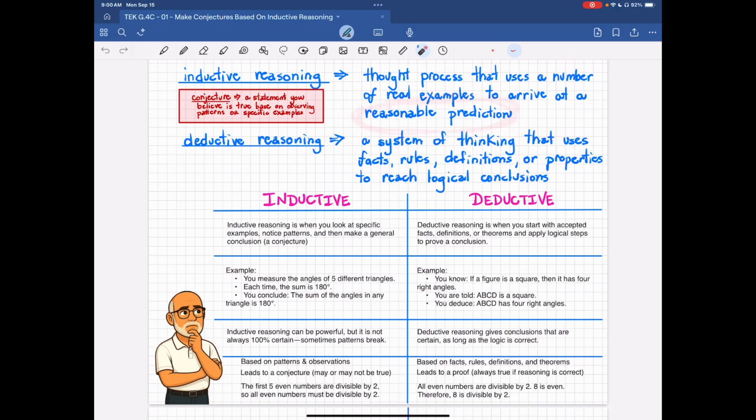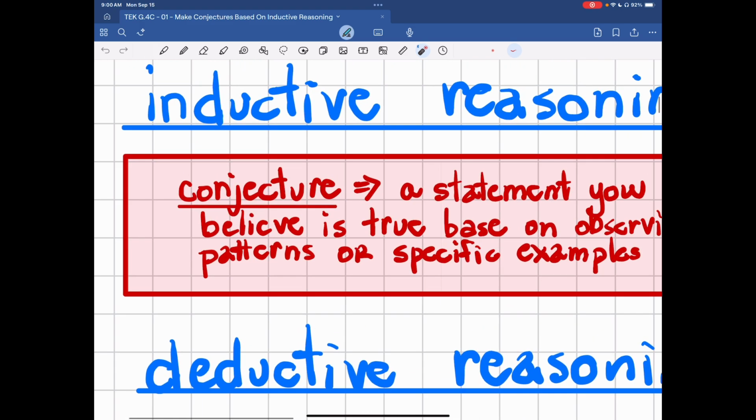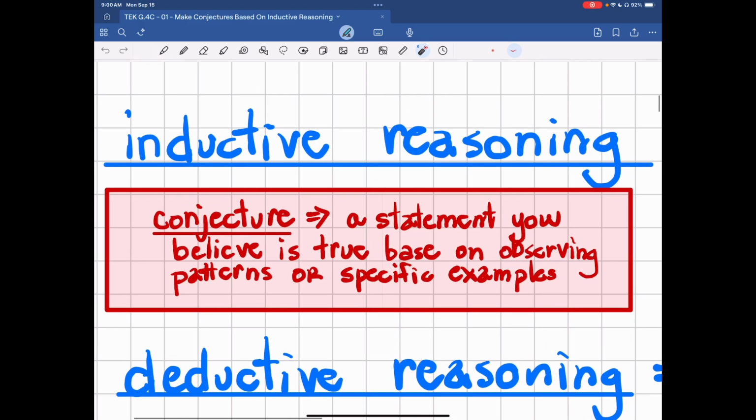Reasonable prediction. Now, something that comes under inductive reasoning is conjecture. I wanted to give you a feel for what conjecture means, because you're going to hear a lot about conjecture as you move through geometry. Conjecture is a statement that you believe is true based on observing patterns or looking at specific examples. Now, it may be true or it may not be true, but you're making a conclusion based on patterns that you have seen or specific examples that you have been given.